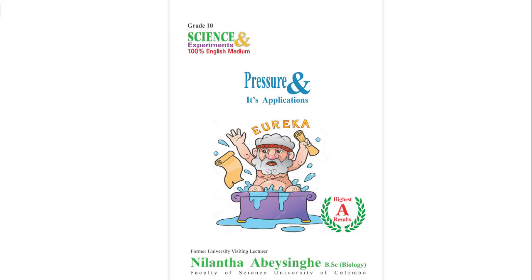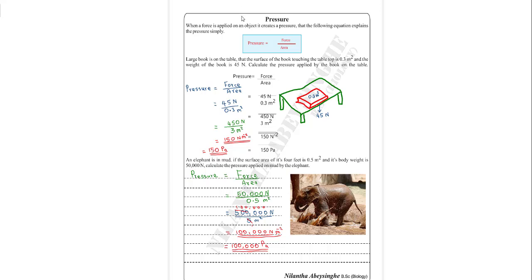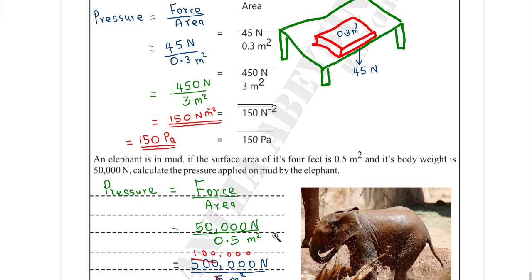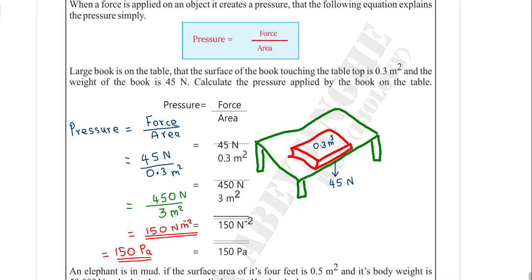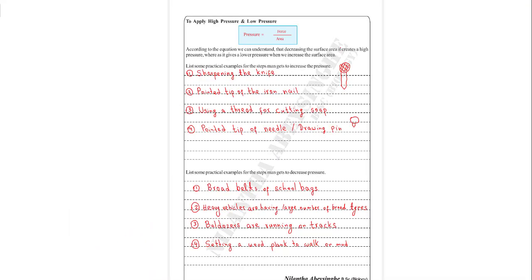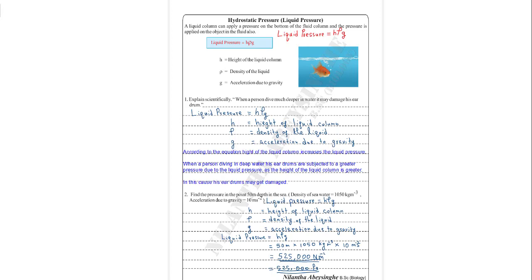Let me give a little reminder of what we have done earlier. We explained the pressure applied by solid objects. Pressure equals force divided by area. Using that equation, we have done some calculations. We have also done liquid pressure, h rho g, right?